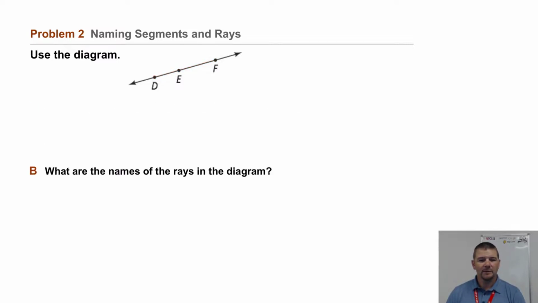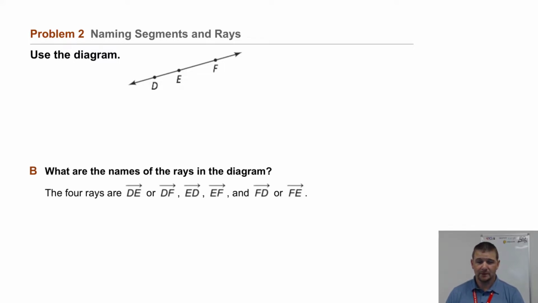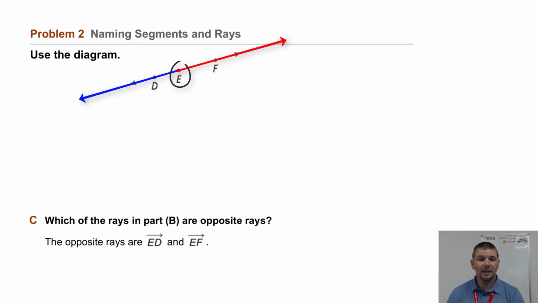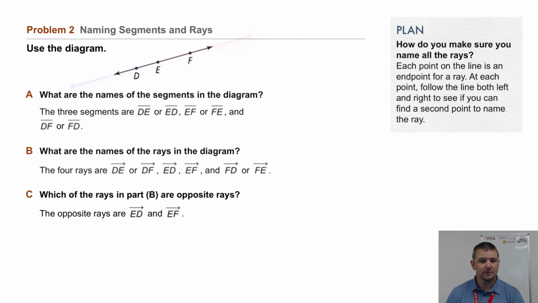Part B. What are the names of the rays in the diagram? Well, in this case, there are 4 rays. First, ray DE, which we could also call ray DF. Next, ray ED, then ray EF, and finally, ray FD, which could also be named ray FE. Part C. Which of the rays in Part B are opposite rays? Well, the opposite rays are ray ED and ray EF. Note they share a common endpoint E and go in opposite directions.